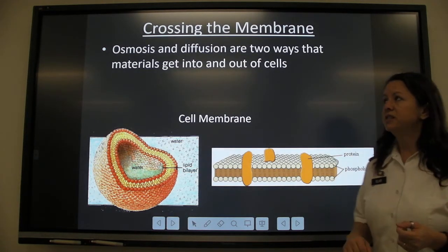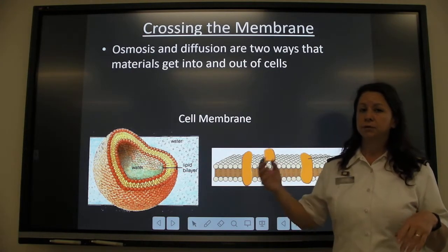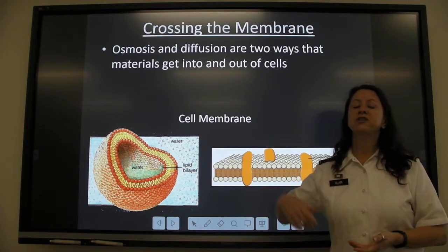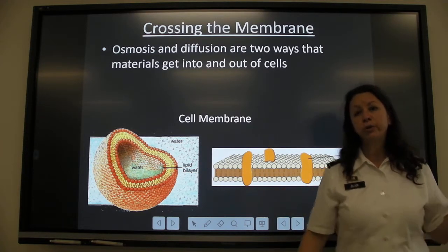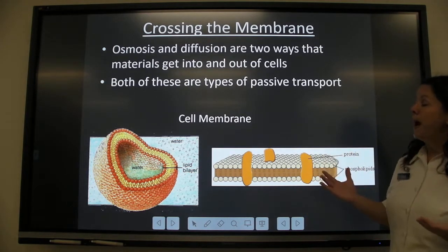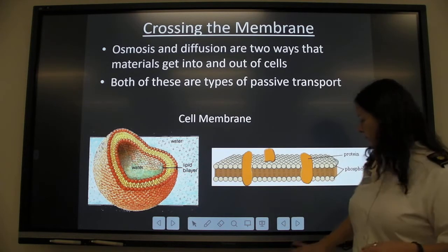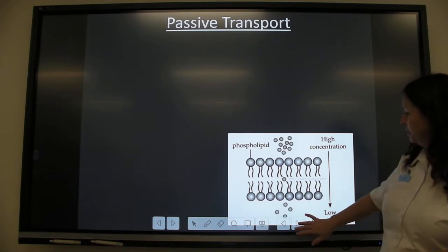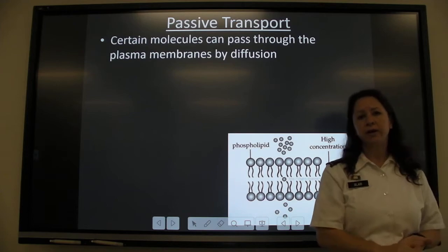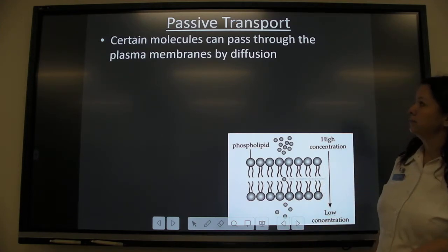Now, osmosis and diffusion are two ways that materials get in and out. Osmosis, remember, is water going in and out. Diffusion is movement from a high concentration to a low concentration. We've talked about that. These are both types of passive transport. What it means to be passive transport is that certain molecules can go into and out of the membrane just by diffusion.